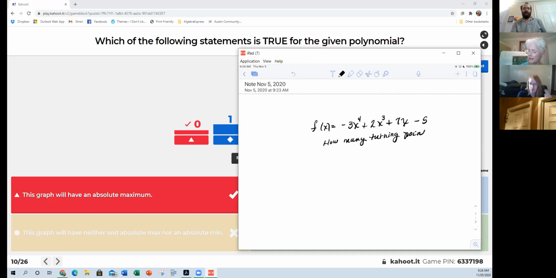And the very end, will it be pointing up or pointing down? Down, right. If it's negative, the very end of the function is always going to be pointing down. So we know it's pointing down, and it's got 1, 2, 3 humps, right?